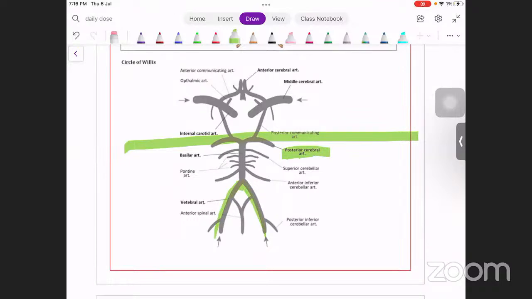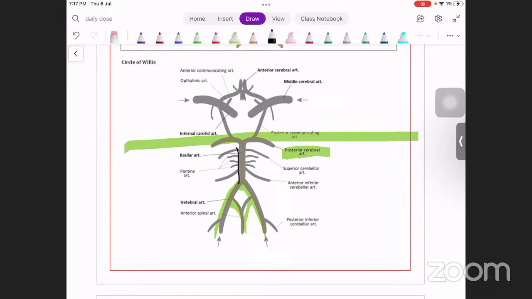We have this vertebral artery coming from both sides, from the first part of your subclavian artery. They can give rise to the anterior spinal artery, and they combine into one single artery called the basilar artery. Two vertebral arteries combine together to form the basilar artery, and this basilar artery gives rise to three important branches.